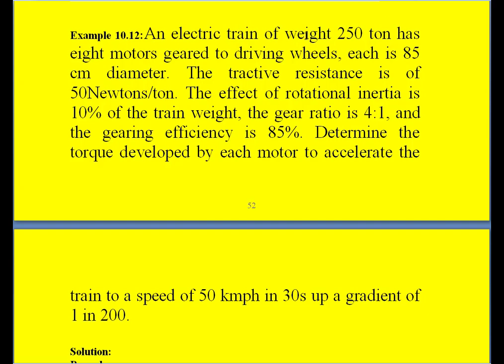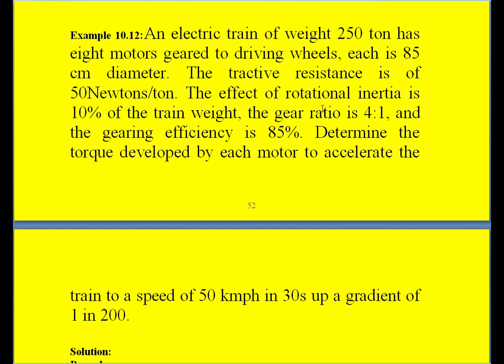Now let us take another problem. Here our requirement is to calculate the torque of each traction motor. An electric train of weight 250 tons has 8 motors geared to driving wheels. Each wheel is 85 centimeters in diameter. The tractive resistance, or train resistance, is 50 newtons per ton.